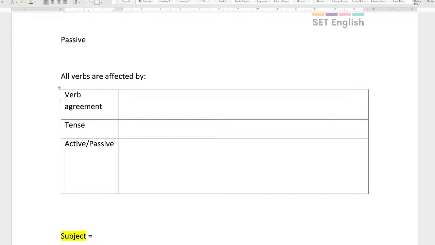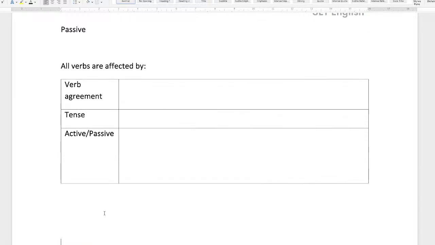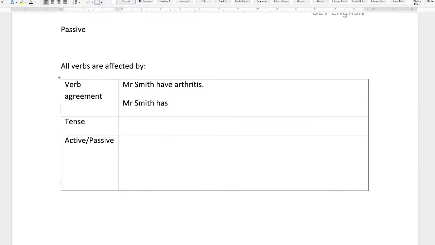Okay, here we go. So when it comes to the passive, one thing that you need to be aware of is that all verbs in English are affected by three things. The first is subject-verb agreement or object-verb agreement. So for instance, let's use an OET one, Mr. Smith. Now, it's not "Mr. Smith have," is it? Everyone knows that. It's "Mr. Smith has arthritis." Okay, that's important. That's called the verb agreement. We need to get that right. So that one's incorrect.